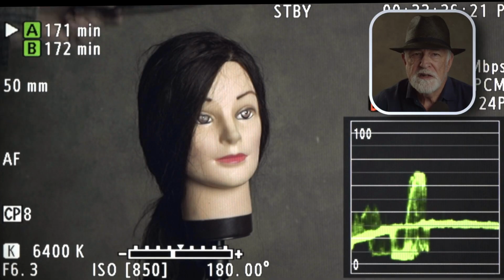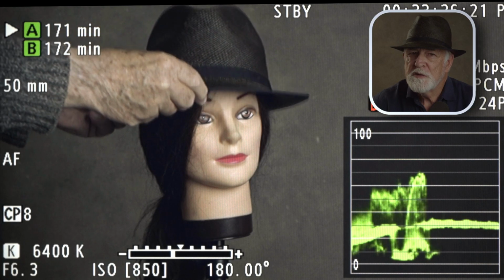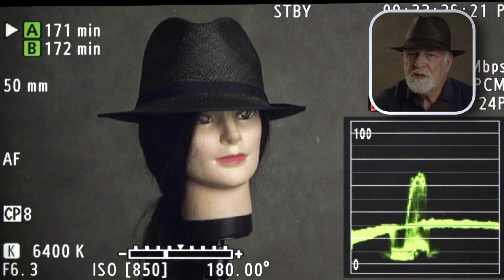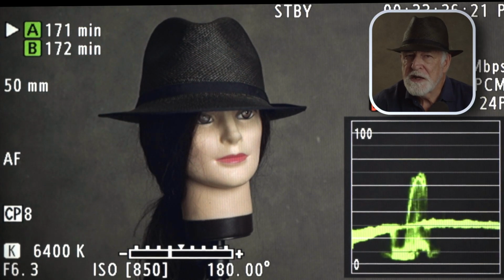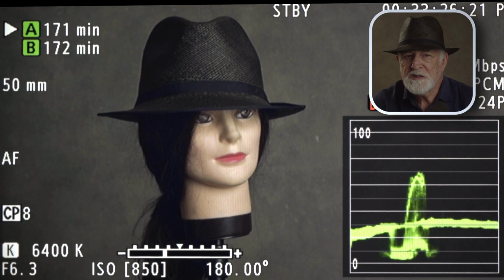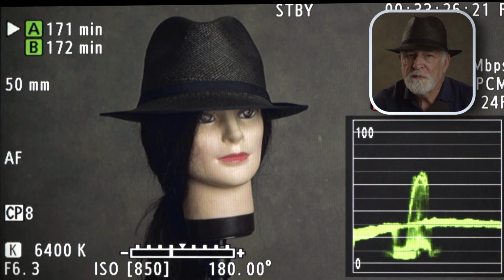Now watch closely as the hat is brought in. See where the brightness of the hand appears and disappears, and how the presence of the hat makes very little difference to the brightnesses at the 60–70% level. The hat is sitting down in the 10% area because it's black.